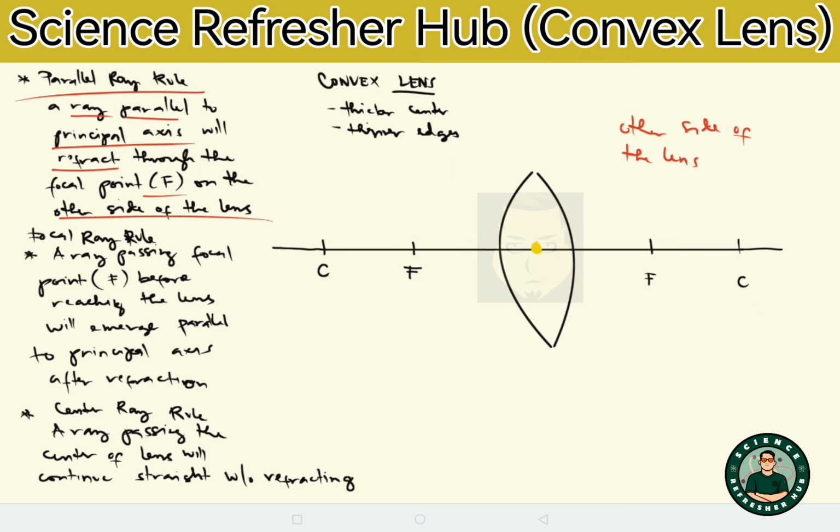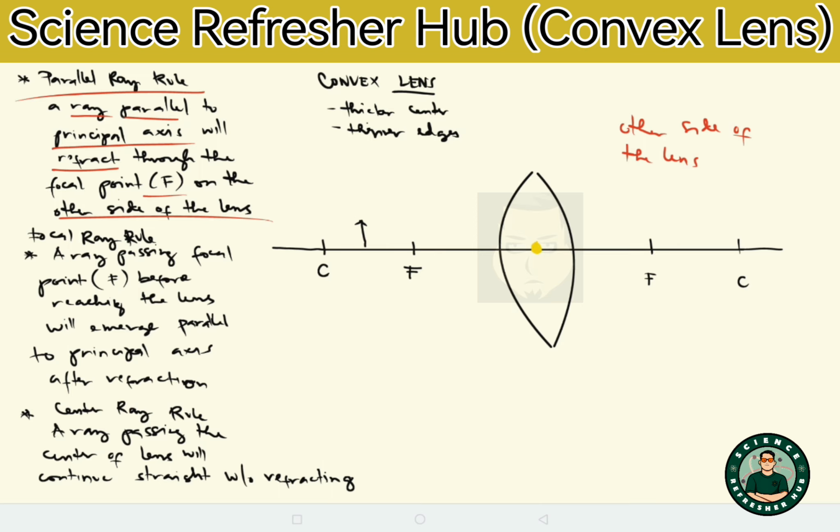According to the rule, we have a ray that is parallel to the principal axis. It will refract. When we say refract, it will bend. Like for example, the line is here, and that's the light ray, and then it is going to bend this way. Now let's do it. Let's say we have an object here. This is our object.